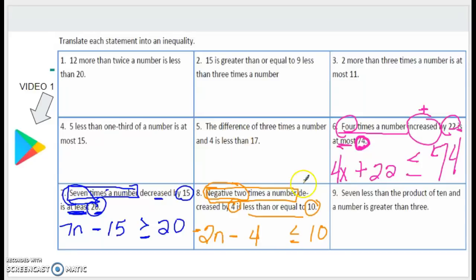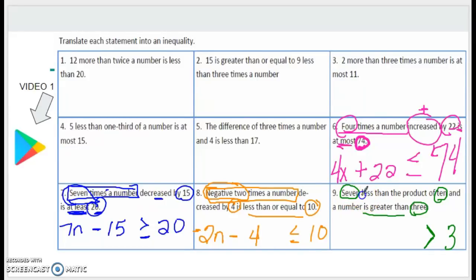Last one. 7 less than the product of 10 and a number is greater than 3. So let's circle our numbers. We have 7, we have 10, and we have 3. So we need our total here. It says is greater than, so that's going to tell us the number immediately following is our total. So 3, and here's our is greater than sign.